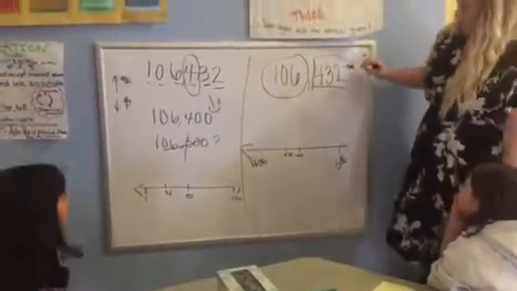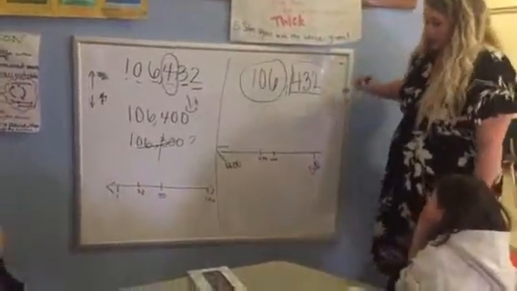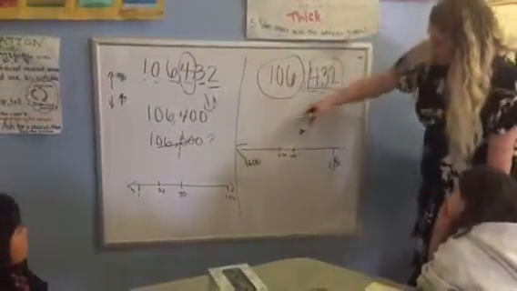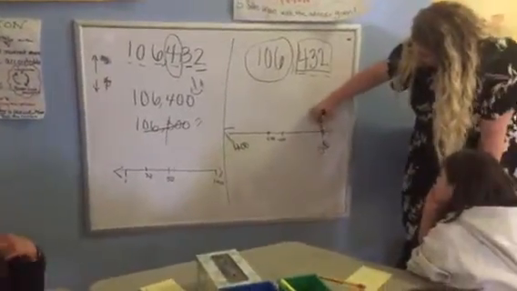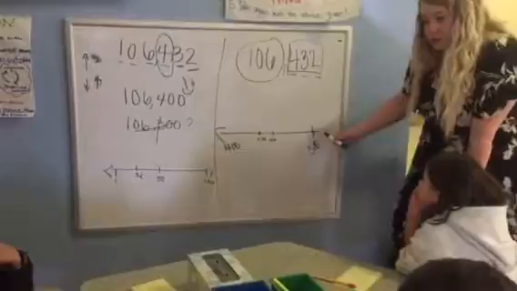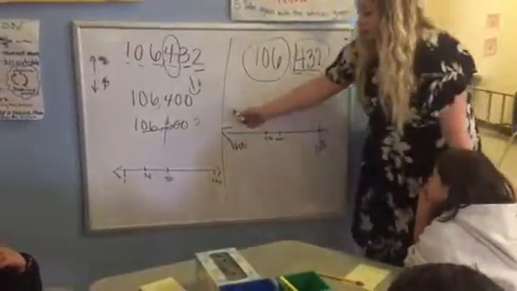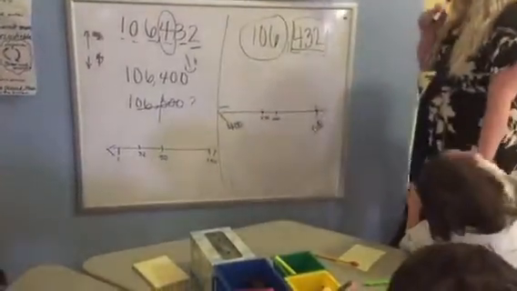Now, when we look at 432 as a hundreds number, we think about right here, and here's 500. Here's the next 100. Are we closer to 500 or 400 on this number line?